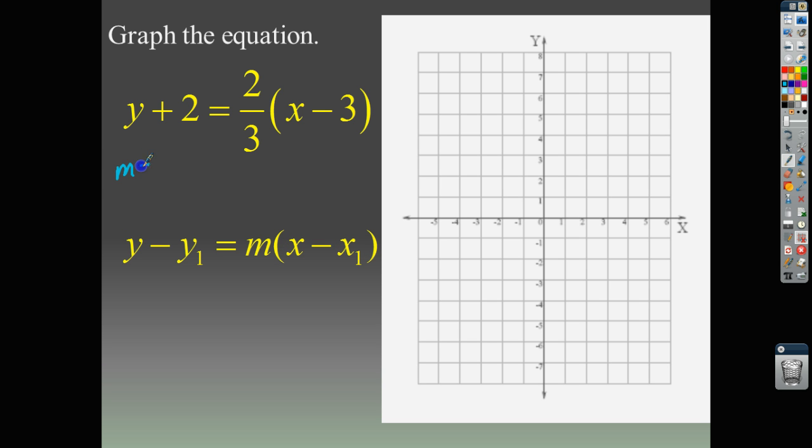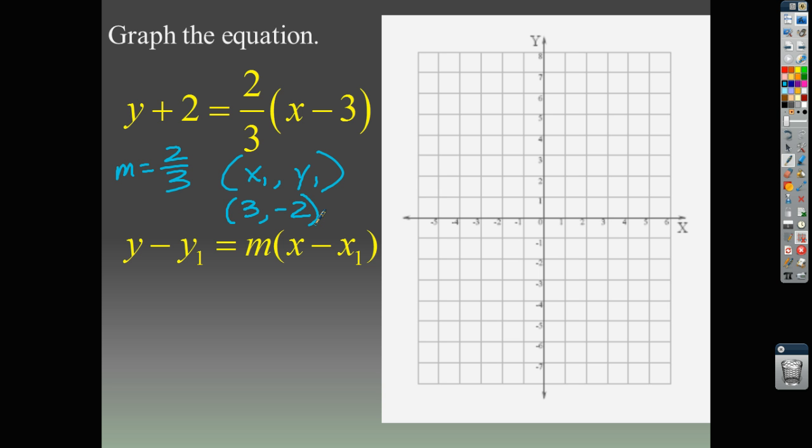Well, I'm hoping you can see that m pretty quickly is going to be 2/3. And then a point here is going to be x1, y1. So x1 is this thing. And remember, it's x minus x1. So in this case, I know my point is going to be 3, comma, and then it's minus y1. So if this is plus 2, it's comma negative 2.